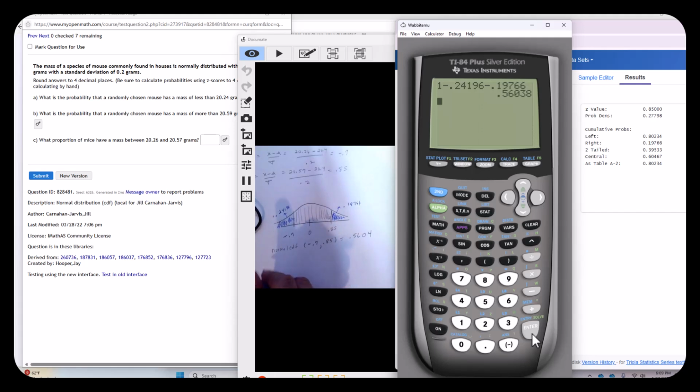Okay, with StatDisk, you took 1 minus the 0.24196, subtracted off the 0.19766, and you get 0.56038. To 4 decimal places, it's going to be the same thing, which is great. So we're going to put in here 0.5604.